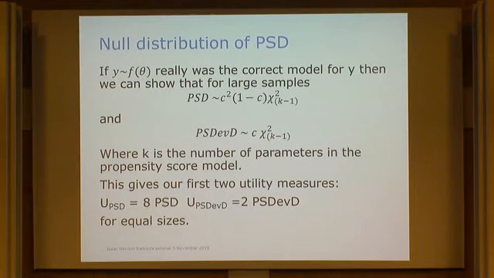So I hope it does. And in the most common case, where our two samples are equal, c squared times (1 minus c) is just an eighth. So that gives us our first two utility measures, 8 times PSD, or 2 times the deviance. And both of these should, if the model is right, be distributed as chi squared with k minus 1 degrees of freedom, where k is the number of parameters that you've got in fitting your propensity score model. Not the number of variables, but how many parameters you've got, including all your interactions and everything else. So that's our first two.